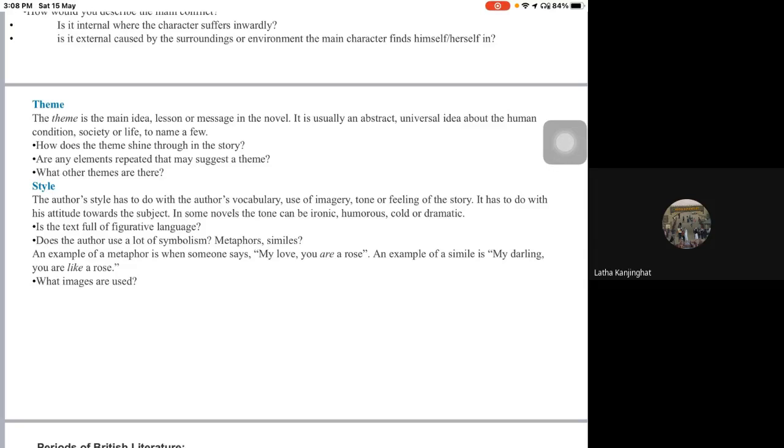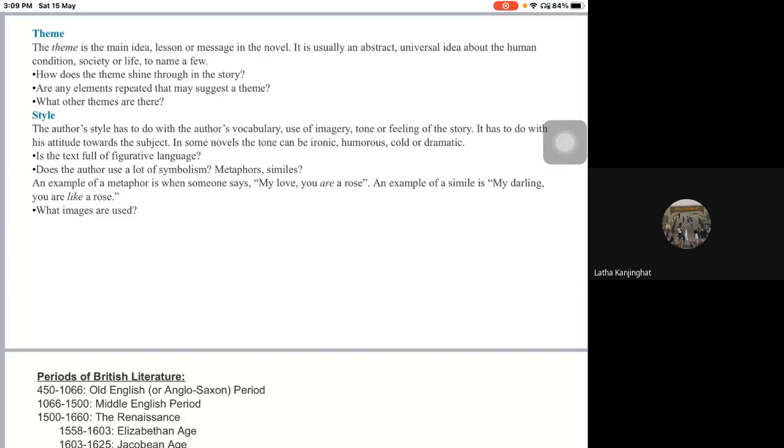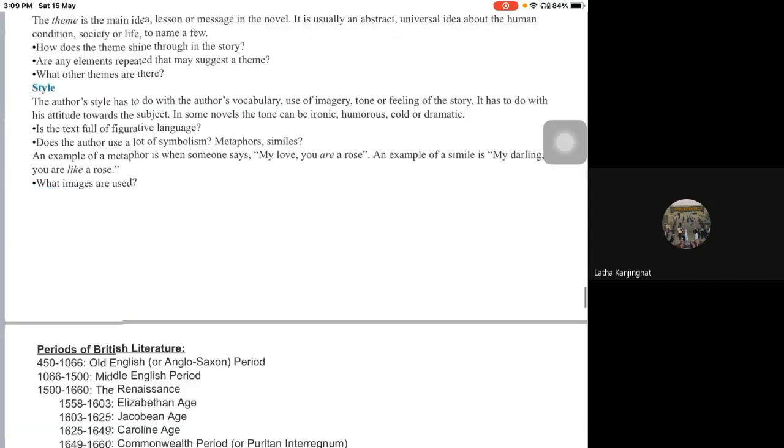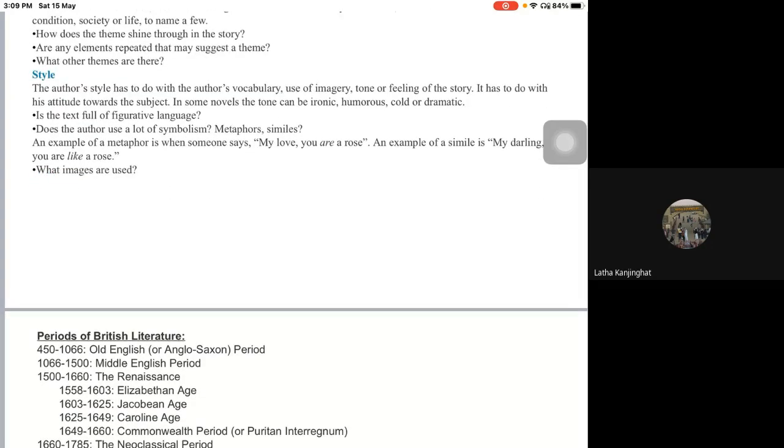So analyze the style that is used in the novel. Imagery, style and imagery used in the novel. These are the things that can help you in doing a literary analysis of a novel.